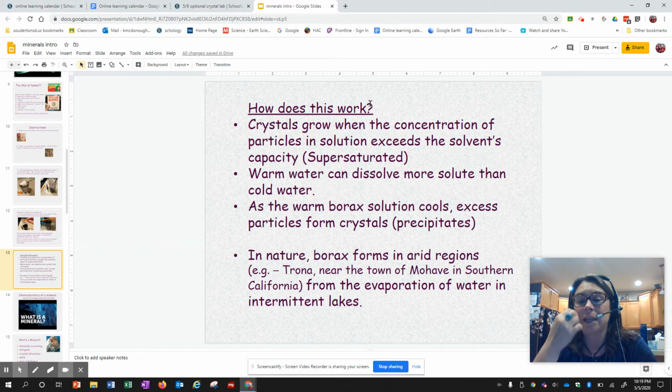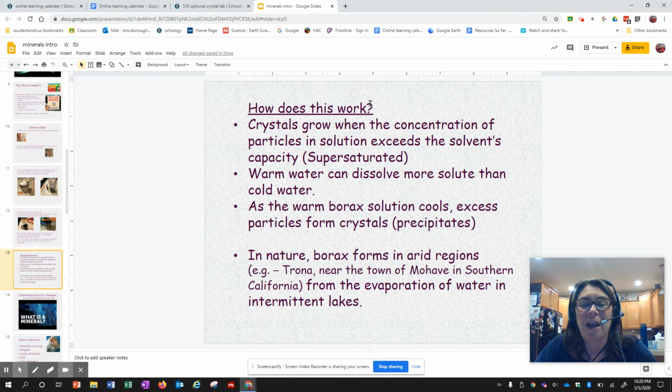Supersaturated means that it is overfull. If something's saturated, like a sponge is saturated, it's full. If you supersaturate something, you overfill it. So think like Thanksgiving dinner, you're eating a whole lot and you decide to go for one more piece of pie, you overfill yourself. And when you're overfull, you can puke, or you precipitate.